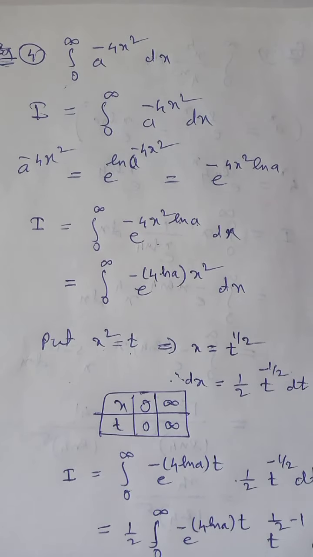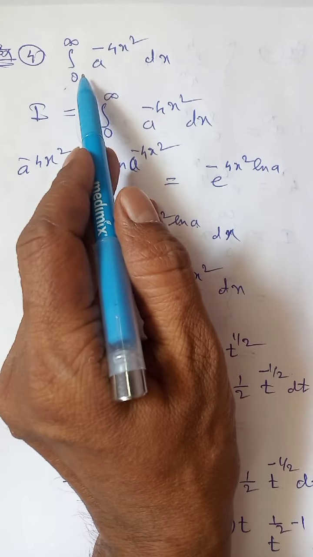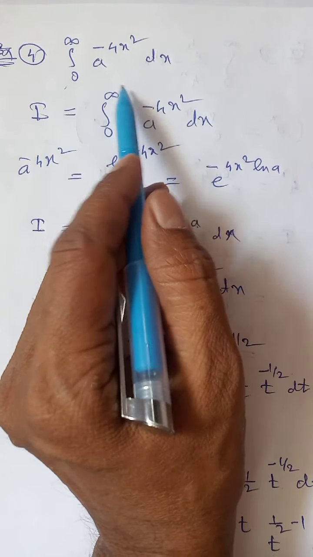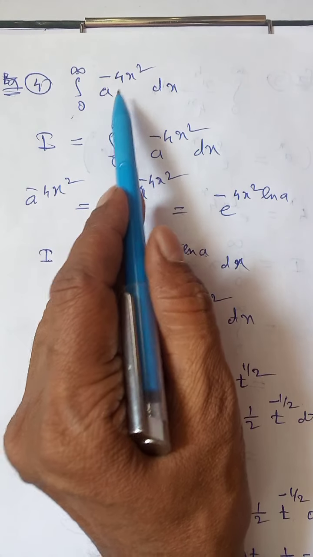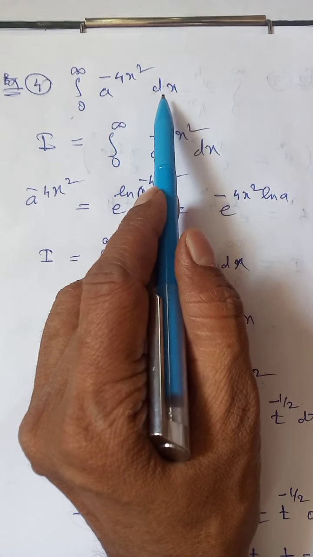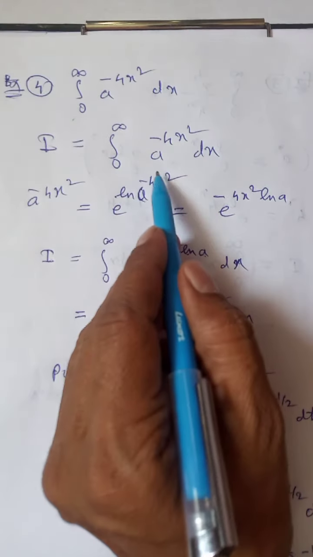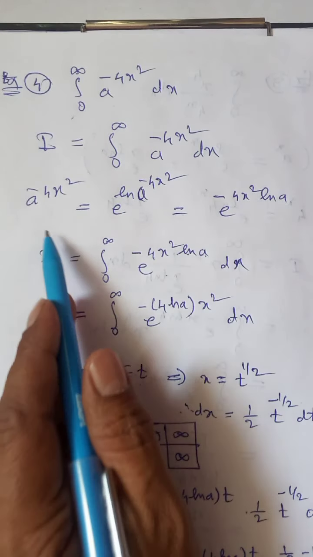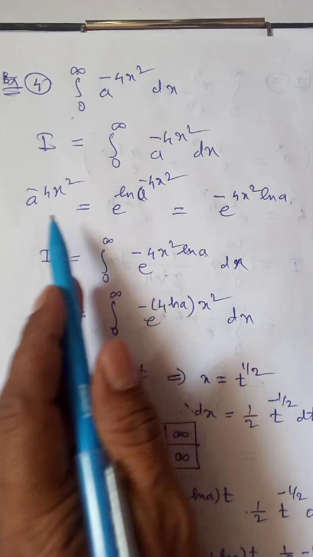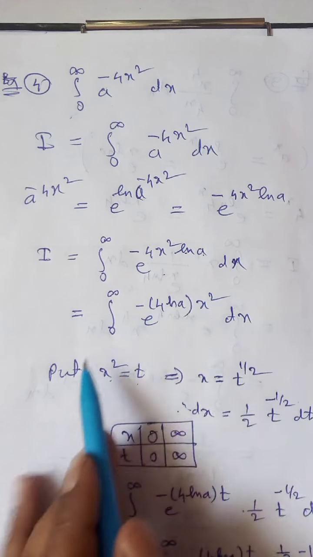So in the last lecture, we were discussing this example, integral from 0 to infinity a to the power minus 4x square dx. So let I be this integration, 0 to infinity a to the power minus 4x square dx. This a to the power minus 4x square can be written as e to the power minus 4x square log a, that we have seen.